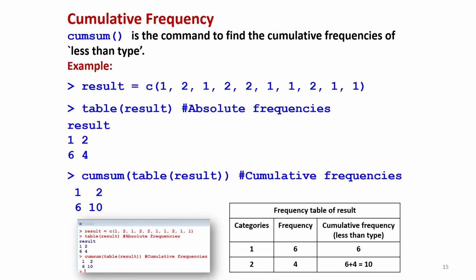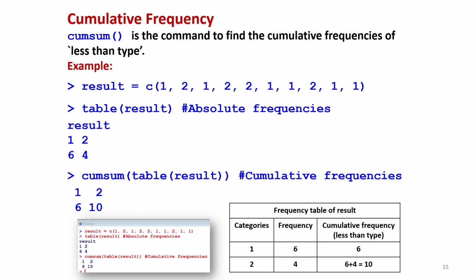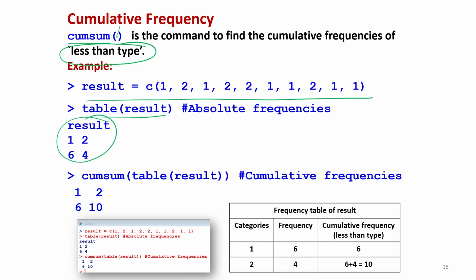Right. So for example, if you want to find the cumulative frequency of the same result data, we have a command here, cumsum, cumulative sum. This is the idea. So cumsum, and inside the parentheses you give the data vector. This will give us the cumulative frequency of less than type. You can see here, this was the data result, and then we found this tabular data, that is, the absolute frequencies 6 and 4.